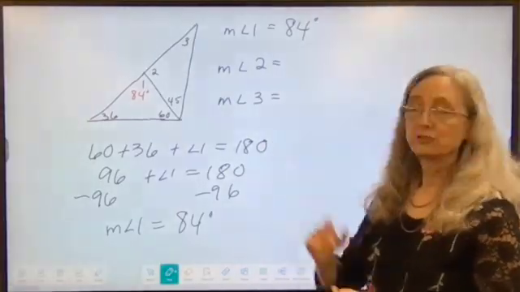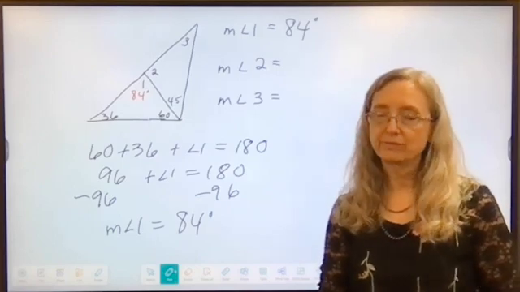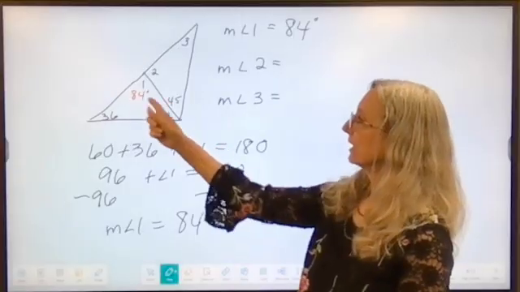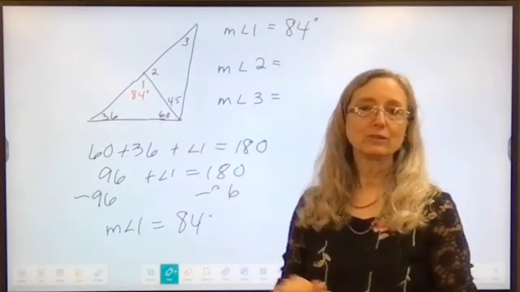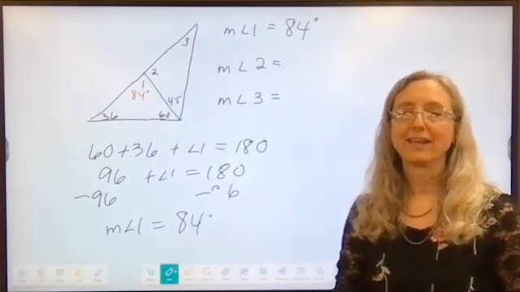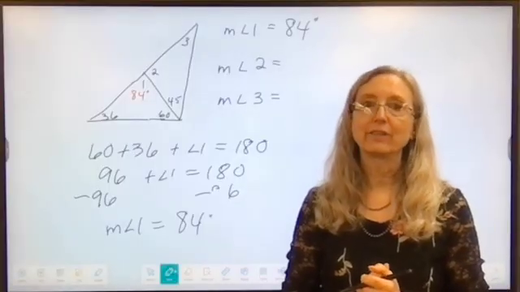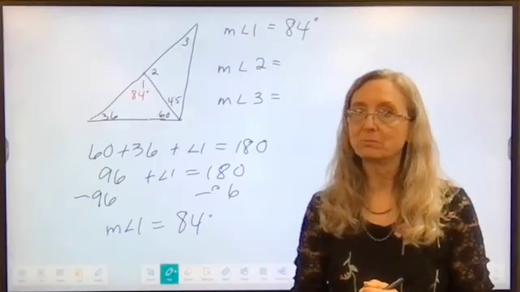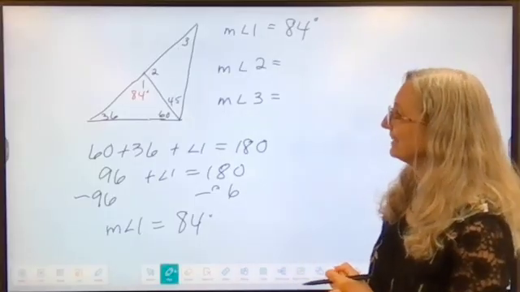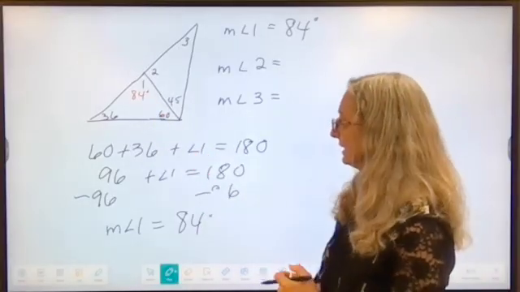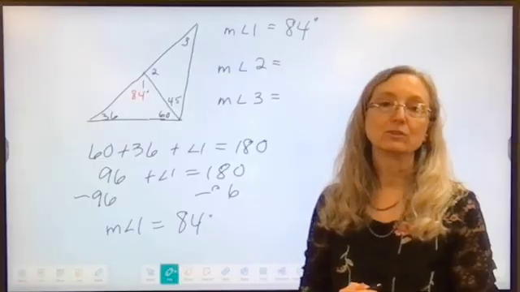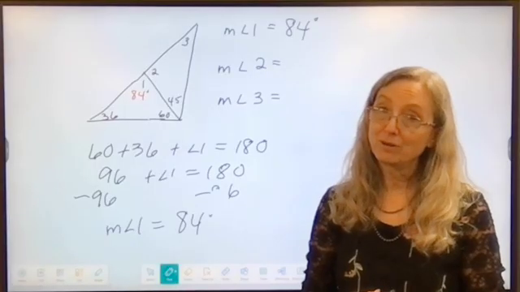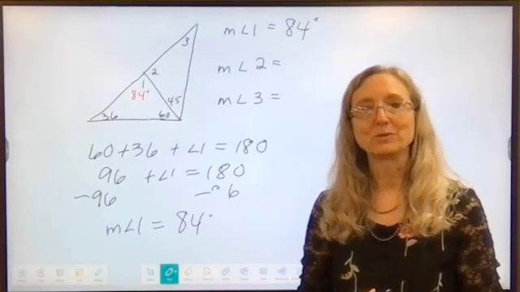Now I have a measure of angle 2. What approach could I use to find the measure of angle 2? I could realize that angle 1 and angle 2 are a linear pair. They form a straight angle. Therefore, they have to be supplementary. They have to add up to be 180. So if angle 1 is 84, then angle 2 must be 96, because 84 plus 96 is 180.